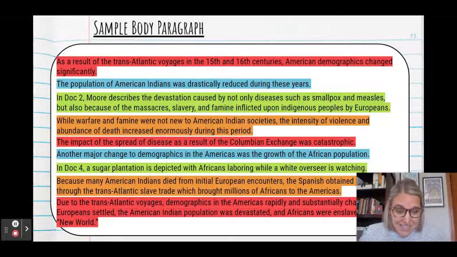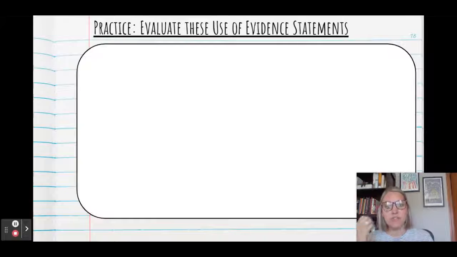So, 9 sentences can feel a bit overwhelming, but if I were to do this in 3 body paragraphs, I would guarantee that I am getting all 3 evidence points, which is huge. That's a huge amount of your rubric. To do that solidly gets you definitely into the passing range here. So let's practice evaluating these use of evidence statements.